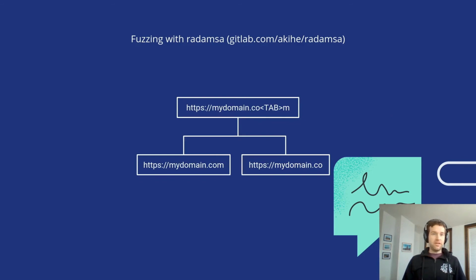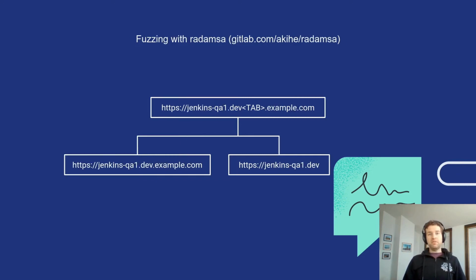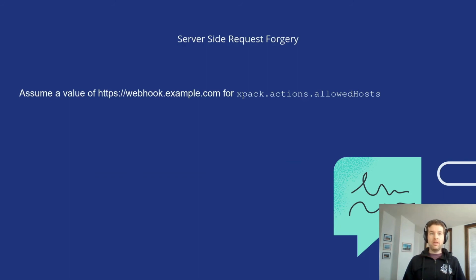The tab character in one case was removed, and in the other case it caused the hostname to be truncated. So with the input mydomain.co tab m, in one case we have mydomain.com, and in the other case we have mydomain.co, which is very interesting. Another fun example would be jenkinsqa1.dev.example.com. With a well-placed tab, we can create jenkinsqa1.dev, which is a valid domain thanks to the .dev TLD.